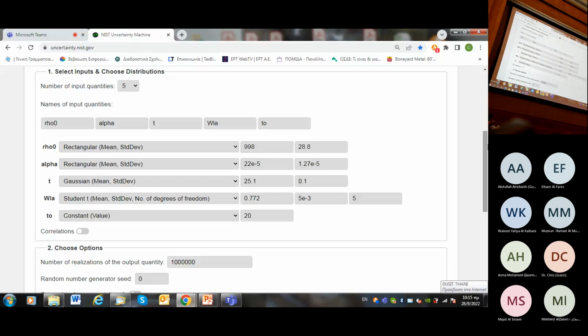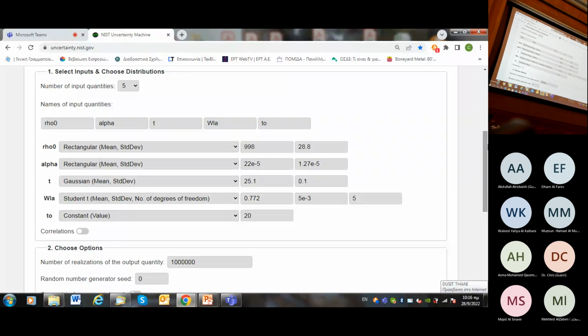In the case where the average value of the input variable is 0, there's no problem. But in the case that the average value is not 0, as in this case, because you have a value for the density of the liquid, it's 998, you have to input it as a rectangular distribution through a mean and a standard deviation. The mean is the value given for the density, and the standard deviation is 50 divided by the square root of 3.